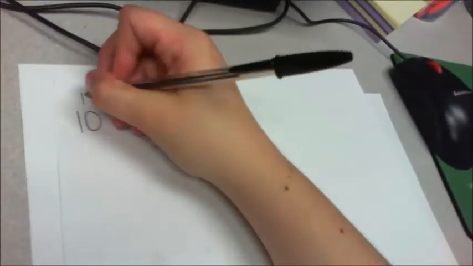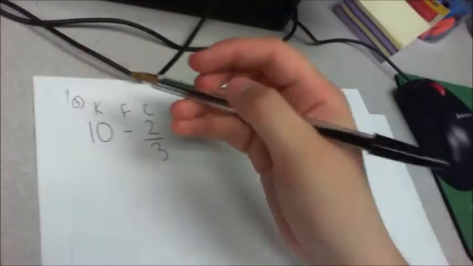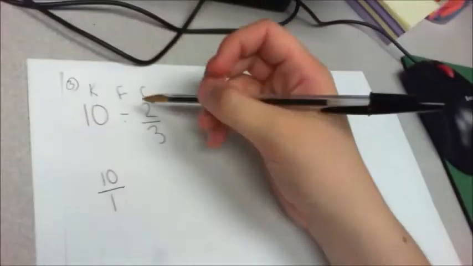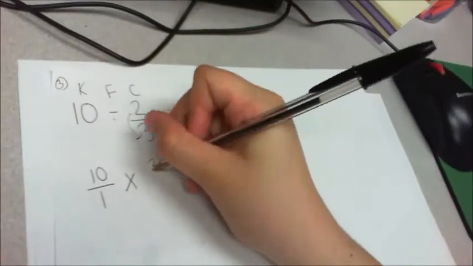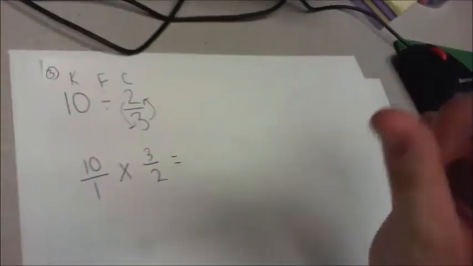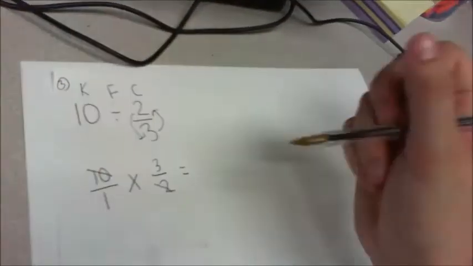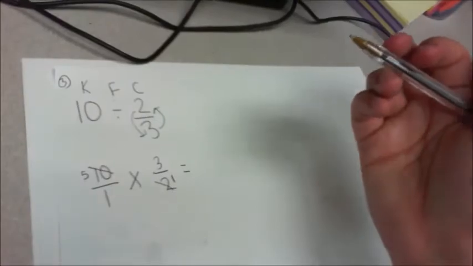Now we have to KFC. Sorry, this is number 3. K means we keep, so I'm going to go ahead and put 10 over 1. F means flip, division to multiplication. C means change, so the 3 is going to go on top and 2 on the bottom. Now we're ready to multiply across. But before we multiply across, I know there's a number that goes into both 10 and 2. 2 goes into 2 1 time, 2 goes into 10 5 times. This will make life easier.